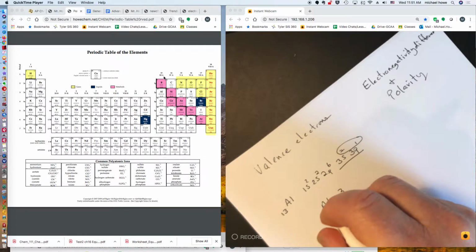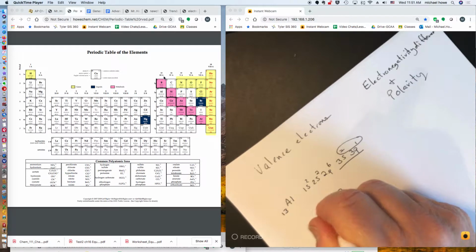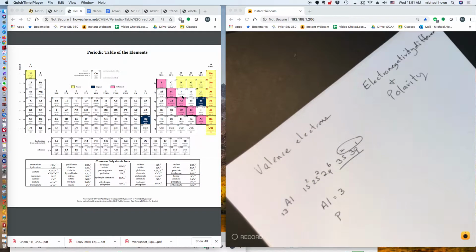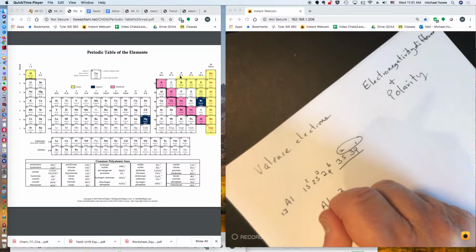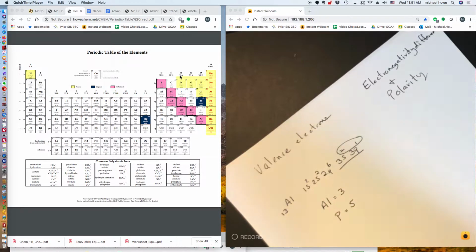All right, let's pick another element. What if we're doing phosphorus? So you'd find P on the periodic table. You go up and look and see what column it's in. It's got a Roman numeral 5. So phosphorus would have 5 valence electrons. So a couple more. If you did iodine, iodine's over here. It's in Roman numeral 7, so it's going to have 7 valence electrons.